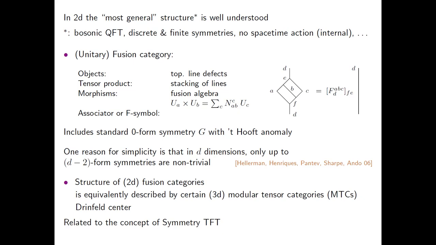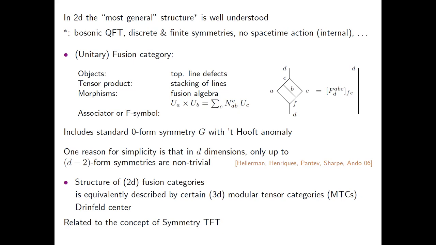So there are some objects. These are, roughly speaking, the line defects. There is a tensor product that corresponds to stacking the lines. There are morphisms that correspond to this fusion algebra, so how we map a tensor product of lines into some other lines. And then there are other data, for instance, the associator or F symbol that essentially allows us to do some moves when we have fusions of these defects.